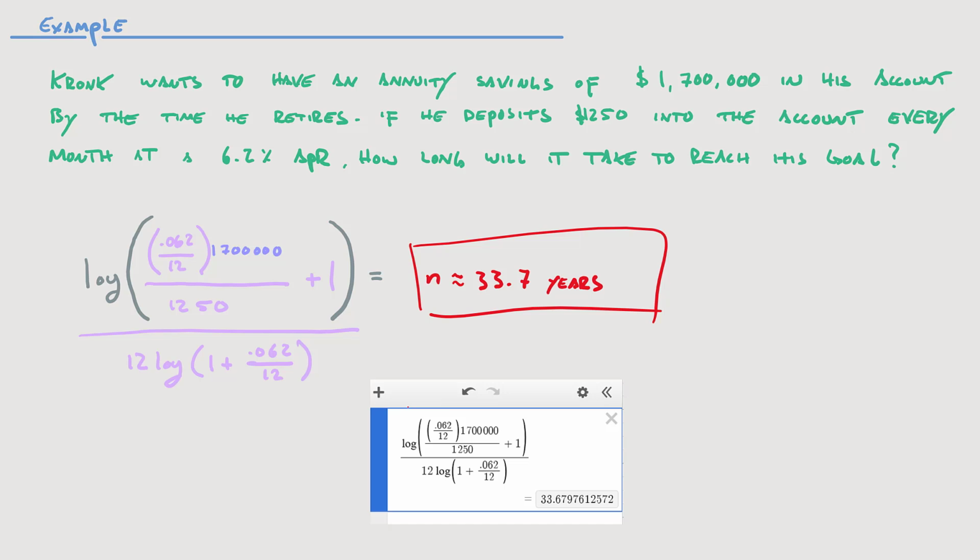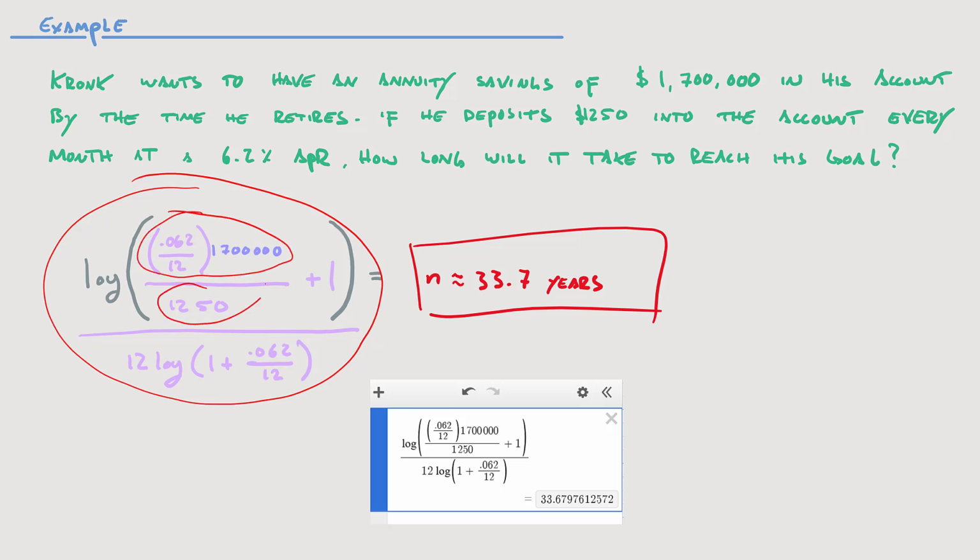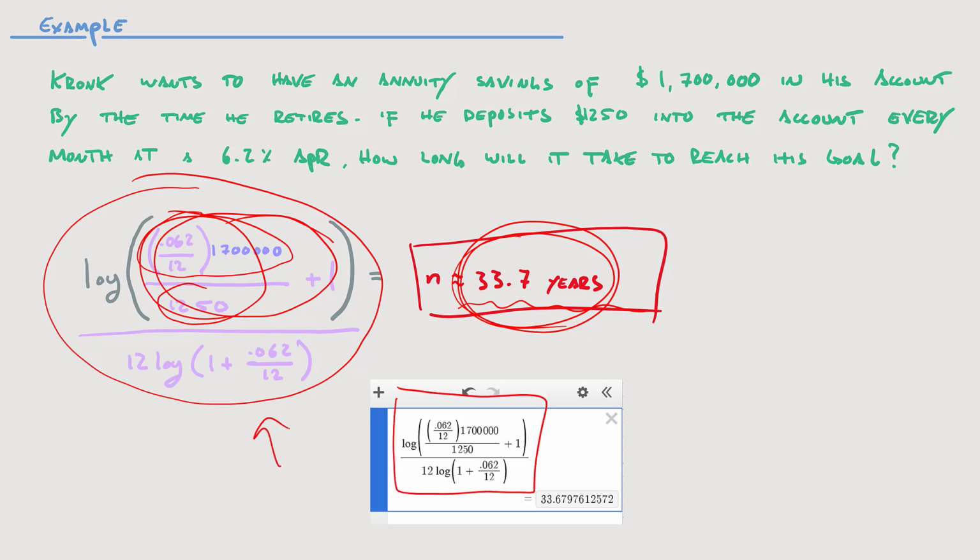A couple things to mention. Notice that I didn't ever round anything. I didn't calculate this and then divide by 1250 and then calculate that and then add 1 and then take the log, because I don't want to round too much. There's a lot that could be rounded enough times to alter the answer. It's possible that if we round at every single step, instead of 33.7 we get something like 34, or even 35, depending on how aggressive the rounding is. So I don't round anything, and I just plug it into Desmos exactly as it shows up in my work, and that's how I get my answer.